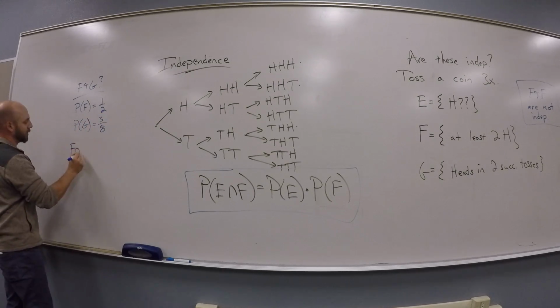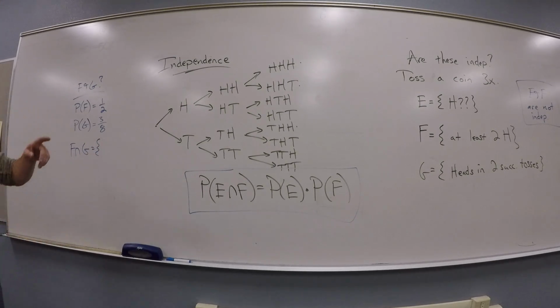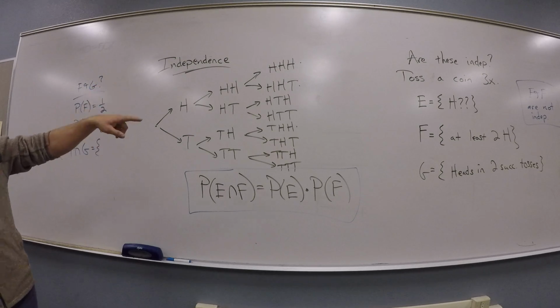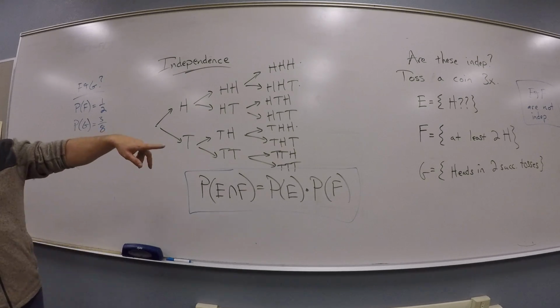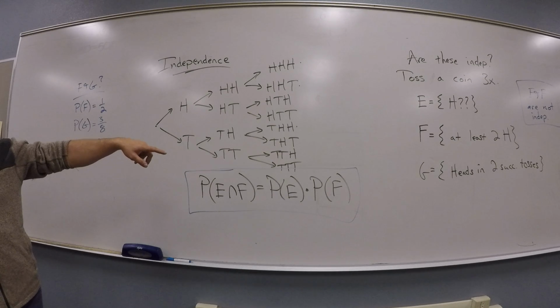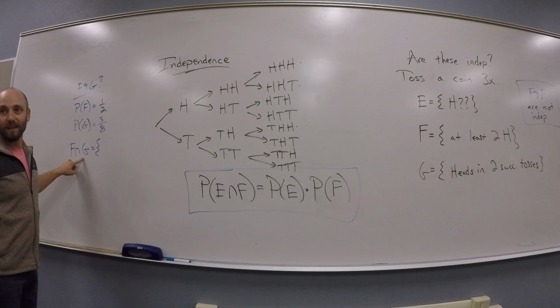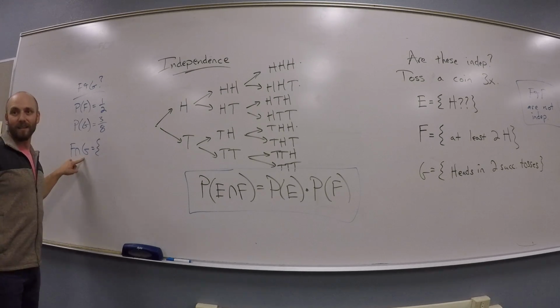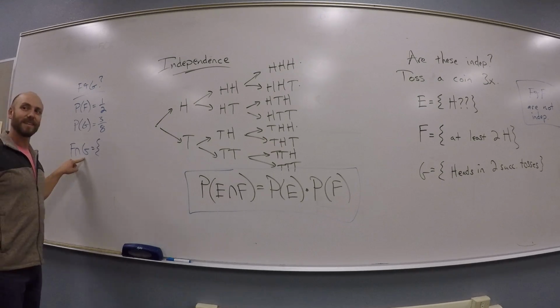And then I need F intersect G. So which ones have heads in 2 successive tosses and also at least 2 heads? Oh, that seems dumb. The same ones. It seems like if they have heads in 2 successive tosses, they definitely have at least 2 heads, right? You guys with me on that? Wait, did I miss something? Just because they have two heads does not mean that they have two heads in succession. You know what I mean?